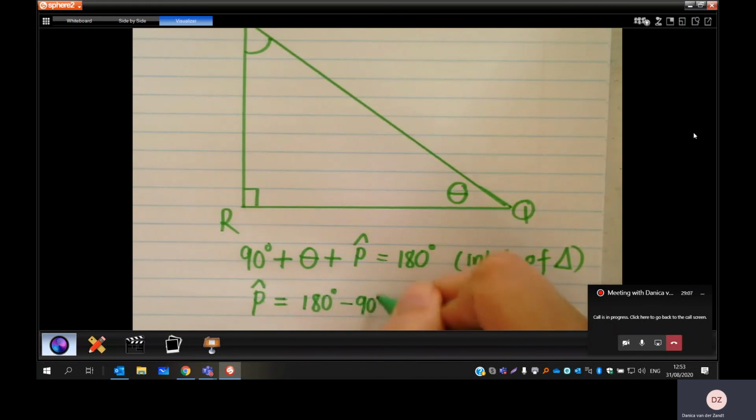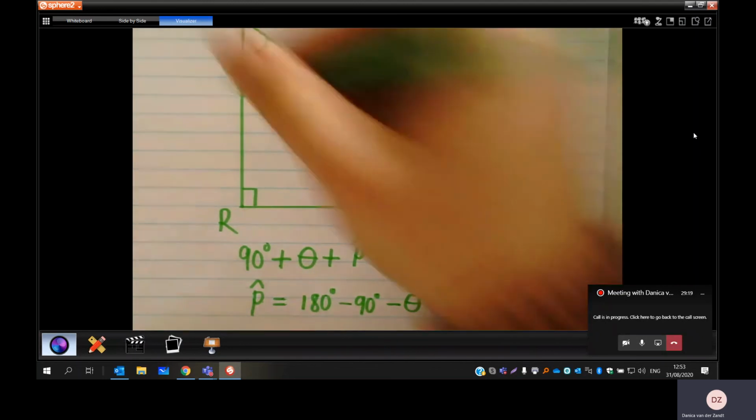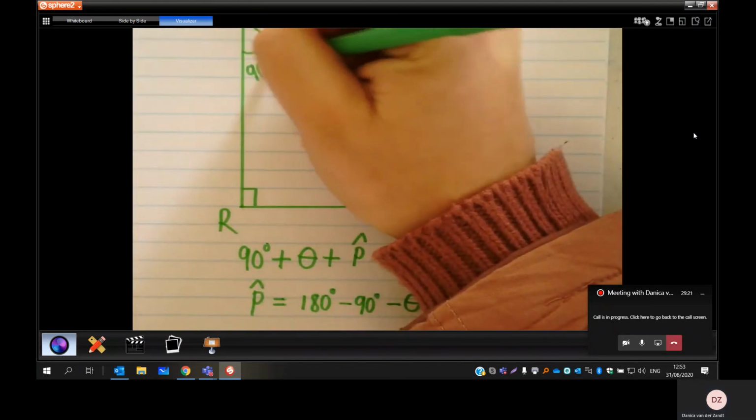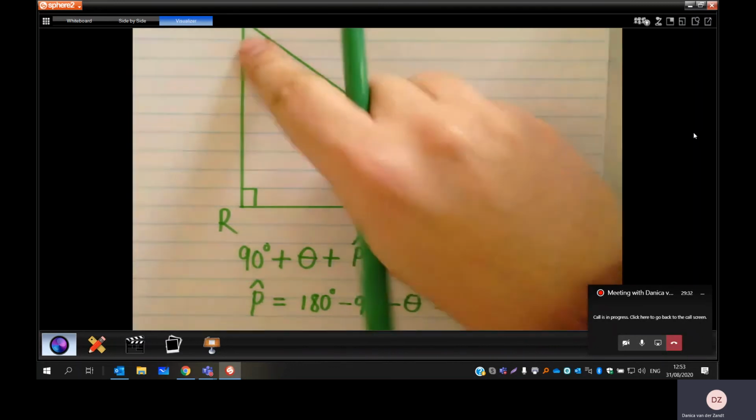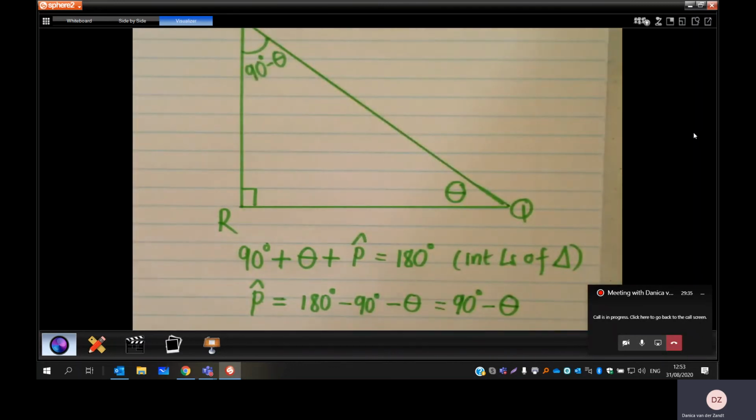Fantastic. But can I simplify that further? There we go. So I can also refer to this angle as 90 minus theta. And very often I will refer to it as 90 minus theta. And that is why we call this angle and that angle that's not the 90 degrees co-angles, because together they will always make up 90 degrees.